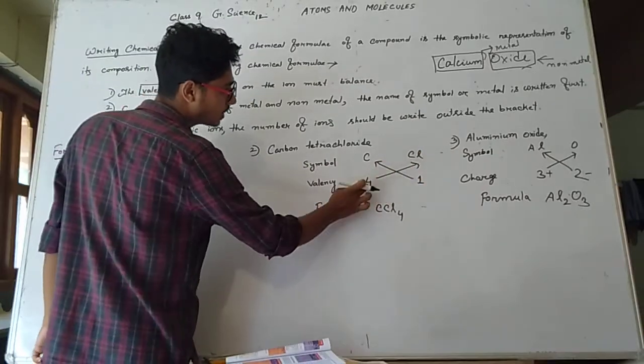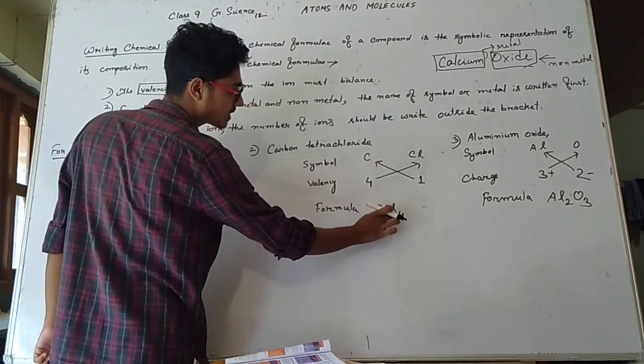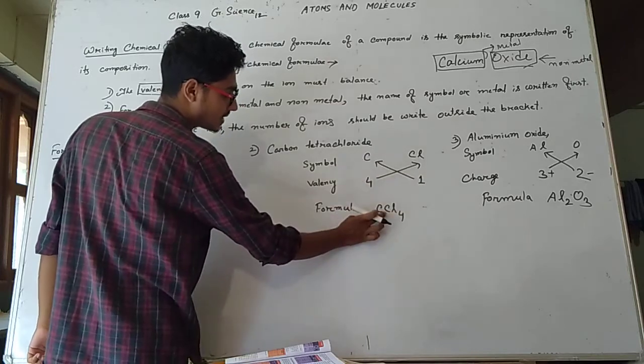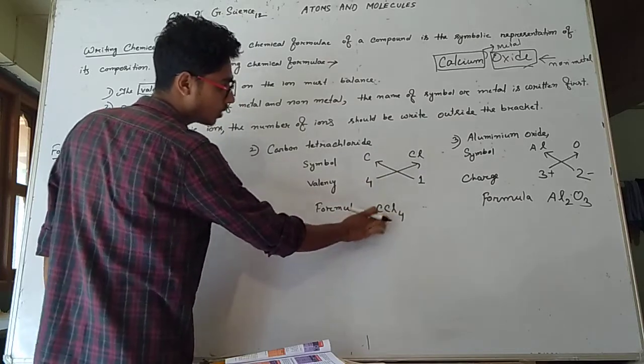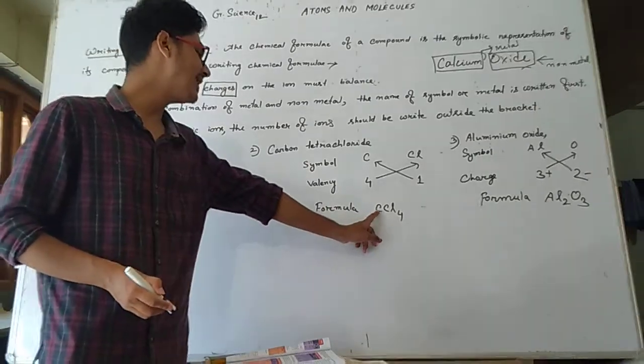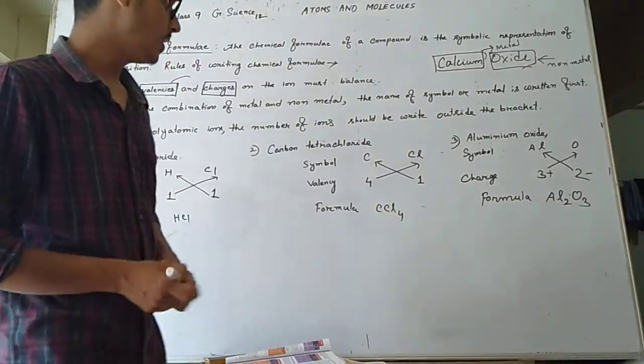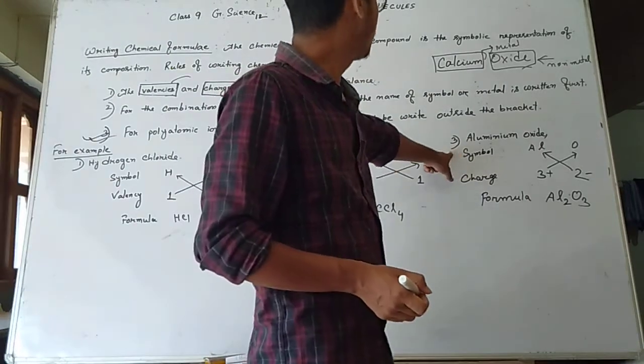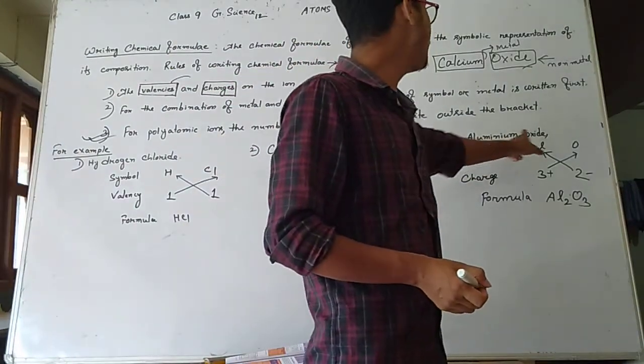Now what happened? The 4 goes to the chlorine, that is Cl4, and the 1 goes to the carbon. Here the 1 is present, but it is hidden. There is no need to write it. So the formula for carbon tetrachloride is CCl4. Okay, next example: we are going to write the formula of aluminium oxide.